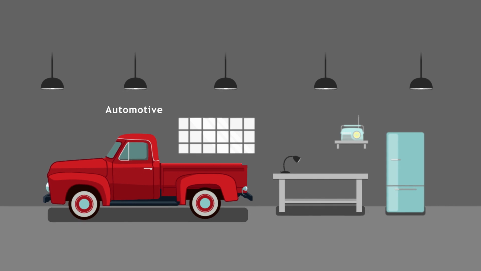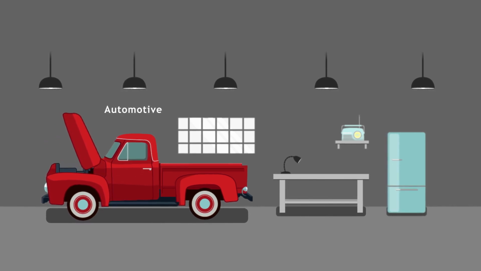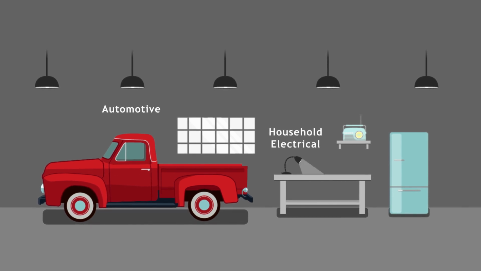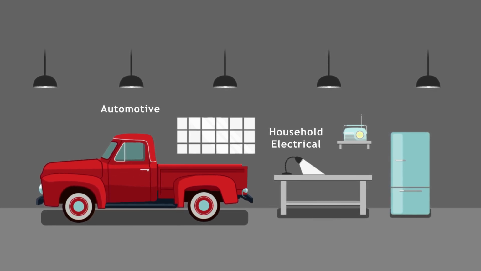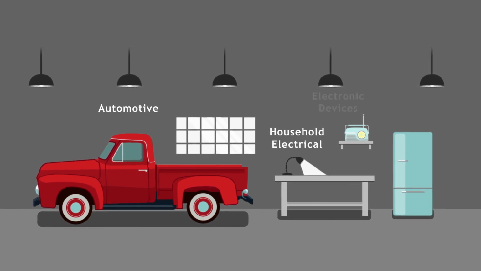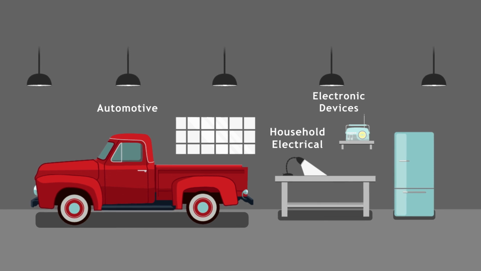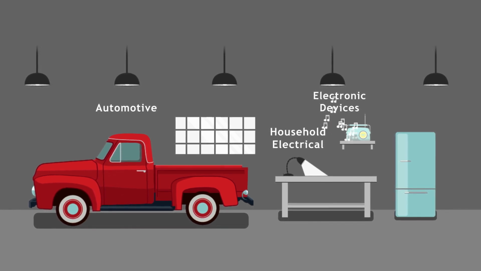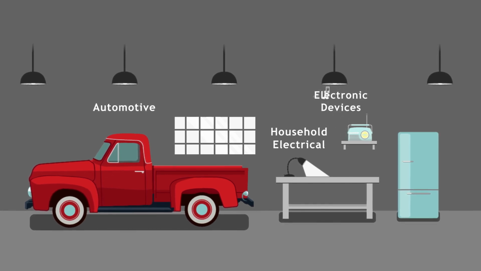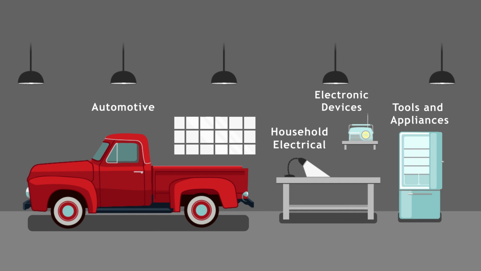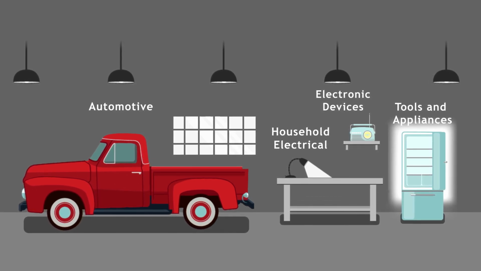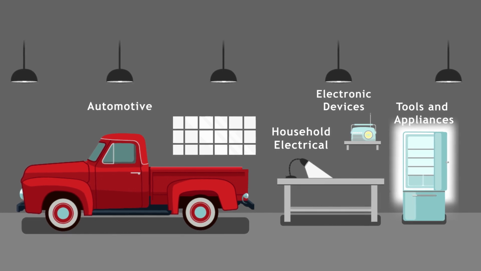Automotive. Both the cabin and engine circuits are protected by fuses. Household electrical. Circuit breakers and breaker outlets work similarly to fuses to protect home circuits. Electronic devices. Devices such as radios, TVs, and computers all have internal fuses. Tools and appliances. Power tools and many home appliances have internal fuses to protect the equipment. Some of these may be thermal fuses to protect against high temperatures.